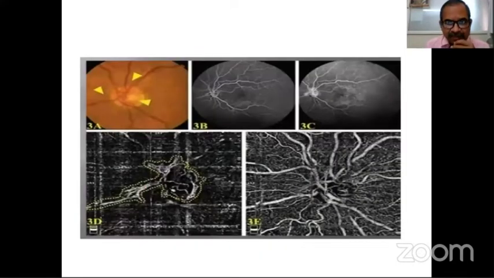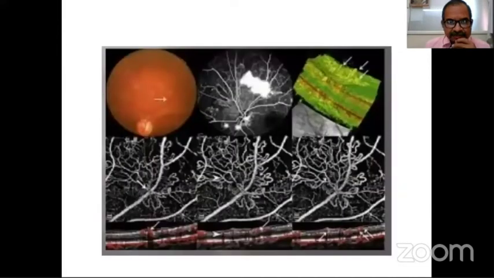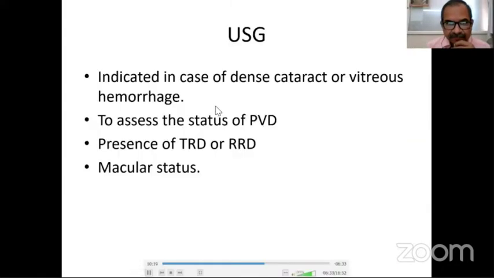See, this picture shows the OCT picture and the angiogram picture also of the new vessel. This picture shows OCT, fundus photo, fluorescein angiogram, and the OCT angio, all three together for the neovascularization. Also, this is the NVE in case of angiogram. This is the NVE in case of plain OCT. These three pictures are showing the NVE in case of OCT angio. So, ultrasound. Ultrasound is indicated only in case of dense cataract or vitreous hemorrhage.